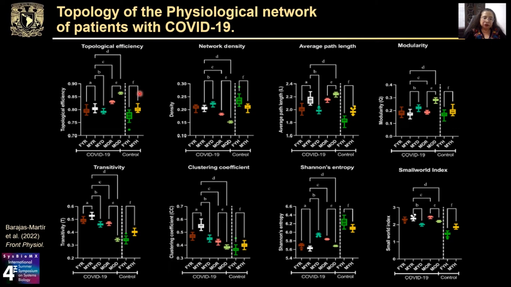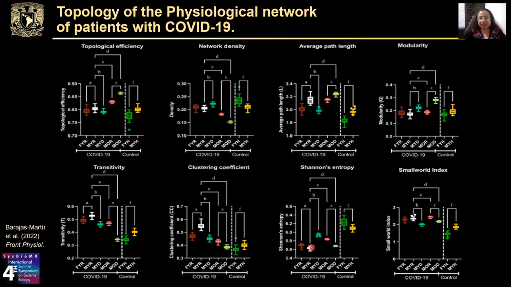And here you compare different parameters: the topological efficiency, network density. As you see, all these are strongly different. There is a statistically significant difference between all of them. The average path length is also changed strongly. The modularity is changed. The transitivity is completely lost in the case of COVID patients. Clustering coefficients are also changed.